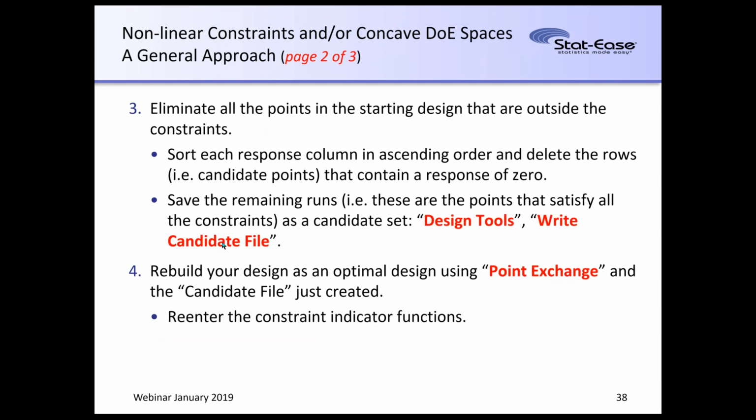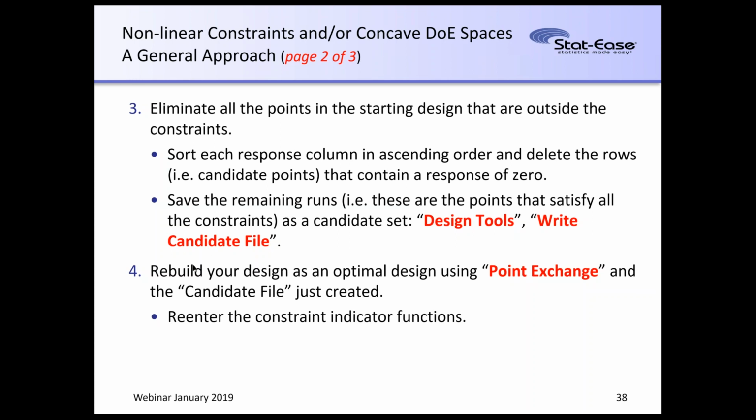Then what we do is we sort that design by the indicator function. We delete all the rows where the values are 0. So those are all the runs we can't make. We then save the remaining runs. All these runs are acceptable. We use that as a candidate set. So we use design tools, write candidate set.